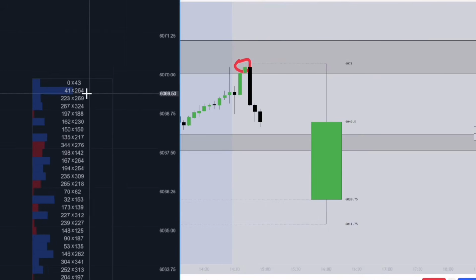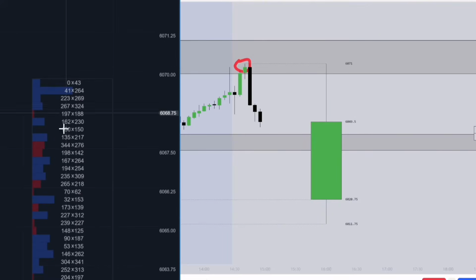This first wick: we can see 0 for 43, and then we see 41 for 264. I'm just going to focus on those two rows. The reason I'm doing that is because I want traders to first understand 41 for 264. So what does this mean? We've come into a bearish fair value gap, and we're seeing 264 aggressive buyers. They're hitting the ask.